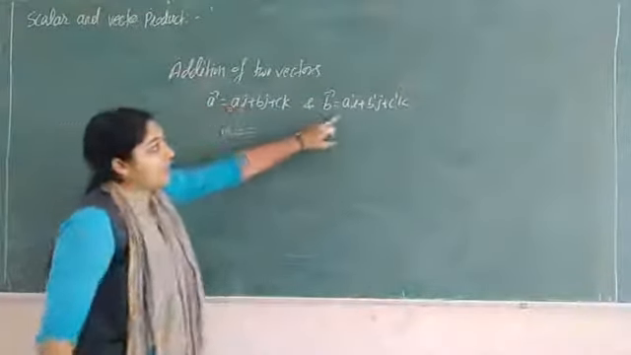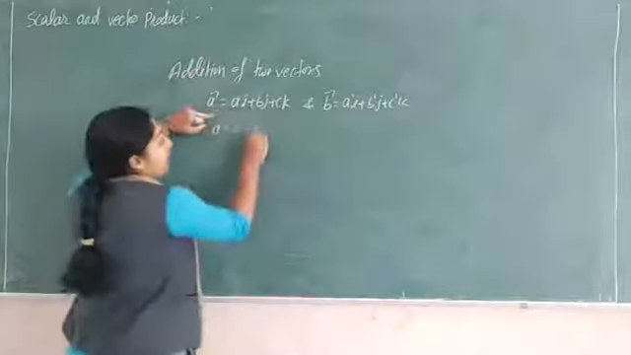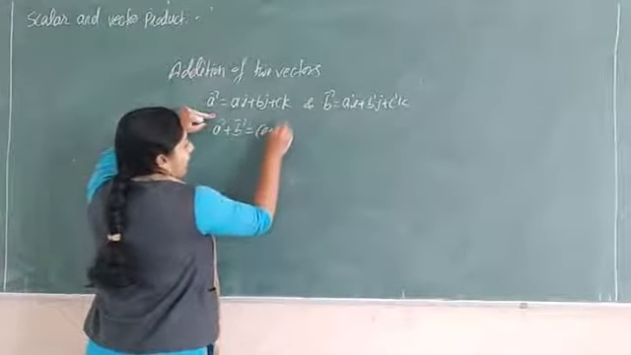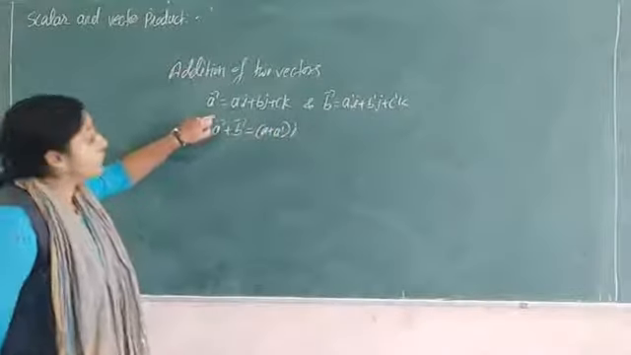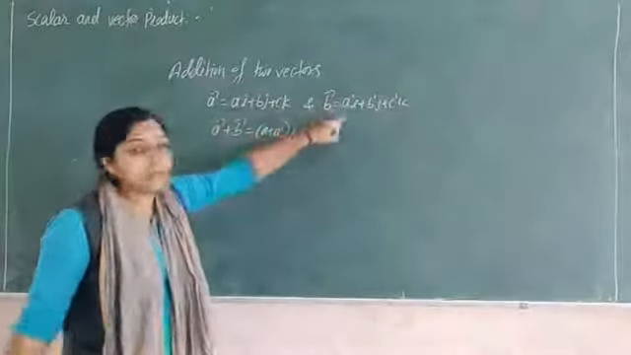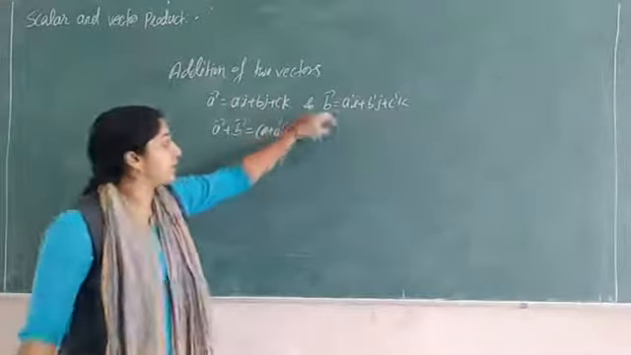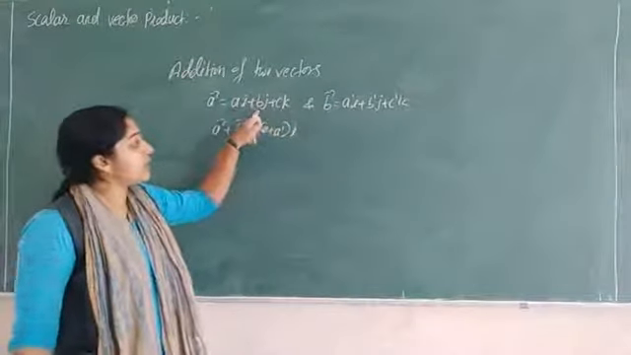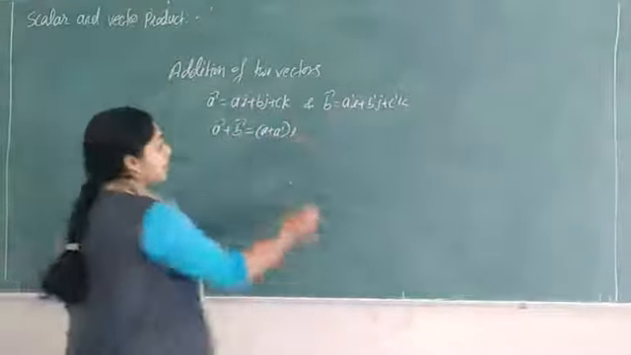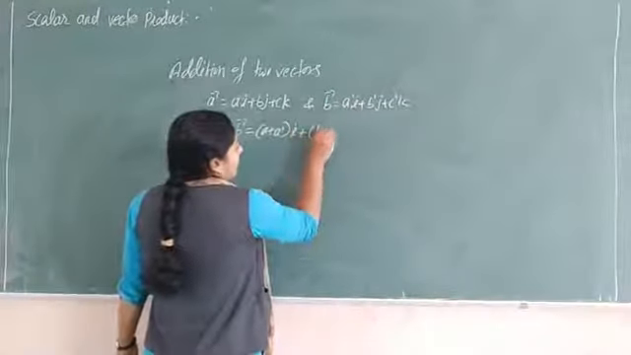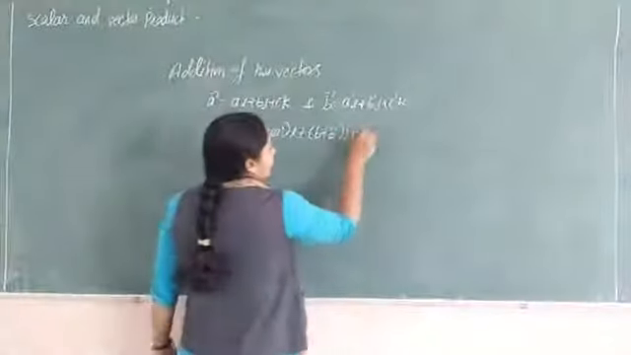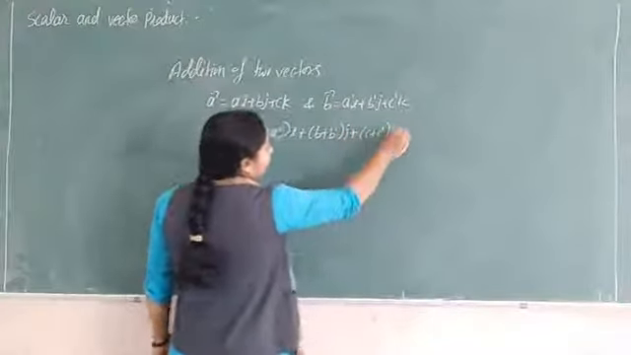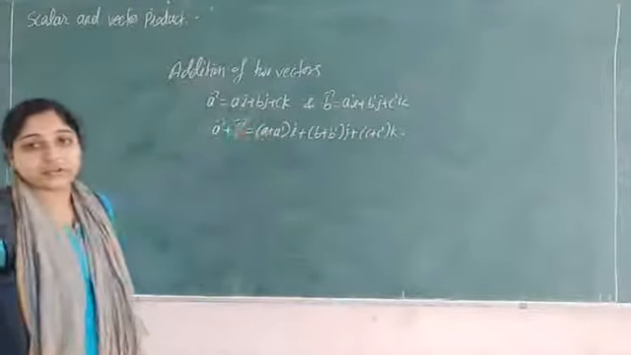here we have Ai, here we have A dash i. So add A plus A dash into i, then B plus B dash into j. Similarly, we will get C plus C dash into k. So this is the addition of two vectors.